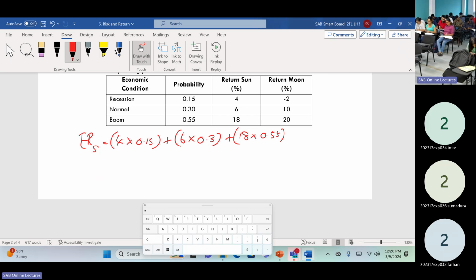So what are the values? The expected return of Sun, what is the answer? 12.5. 12.3. So the expected return of Moon here is 13.7. Then you can calculate the standard deviation for Sun and Moon.